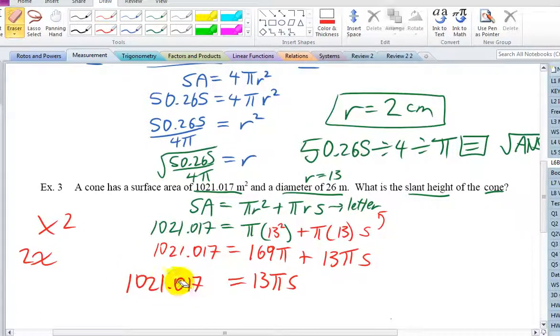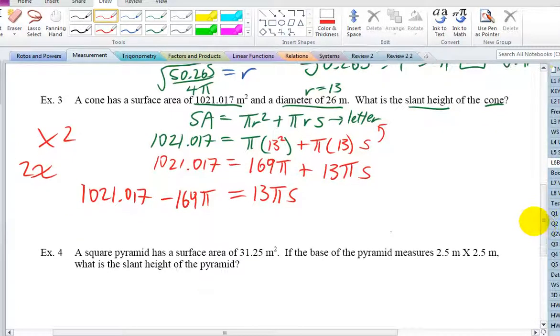So 1021.017. Oops, I'm going to have to start writing way over here. 1021.017 minus 169 pi. Now, some of you might want to do that right away and get a decimal. That's okay. I don't mind that. Others like to do it all at once and go 1021.017 minus 169 pi. Now I want S by itself. What should I do with the 13 pi?